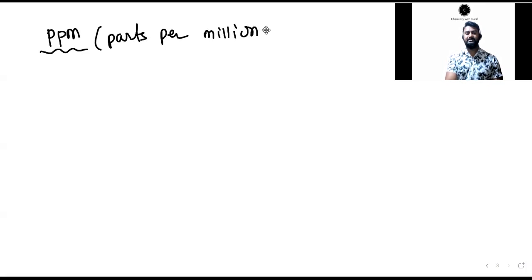Okay, so let's do this. See the simple definition. What is per million? Before that, let me ask you, what is percent? Percent means what? Per means every, cent means 100. That means out of every 100, what marks we are getting. Similarly, what is part per million?